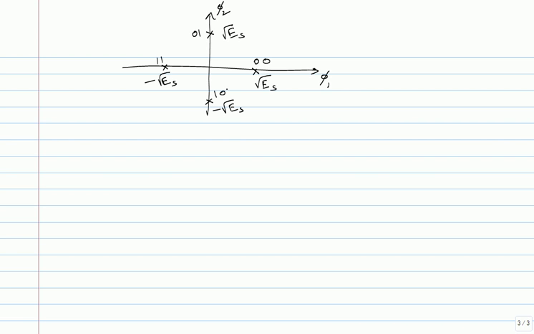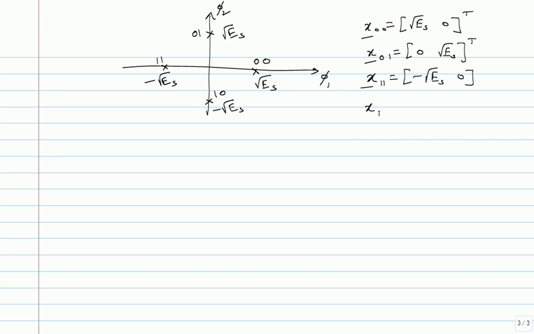So I can write down the vector version of each of my signal points. Okay, so x00 vector is what? Root Es, 0. Of course, there's a transpose. Okay, x01 is 0, root Es. Okay, x11 is minus root Es, 0. x10 is 0, minus root Es.